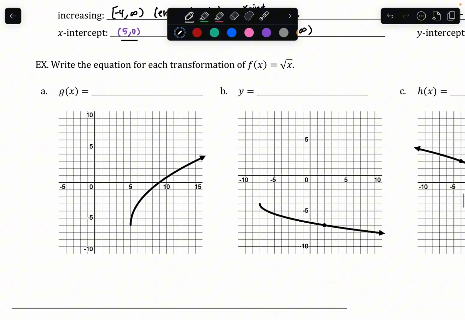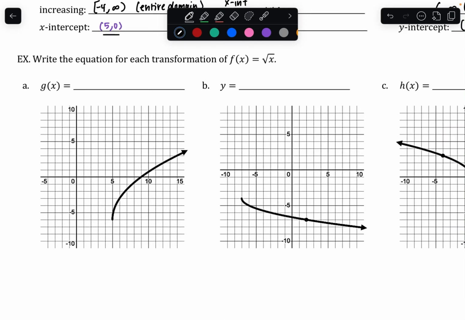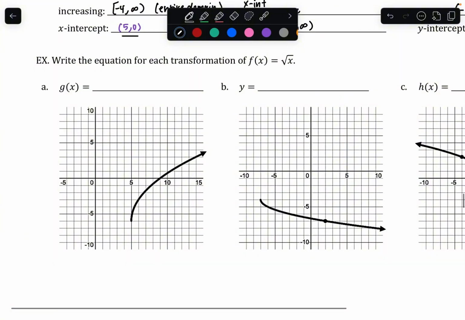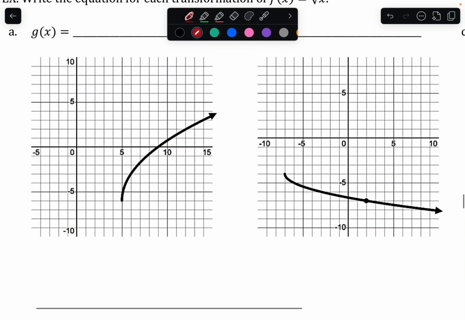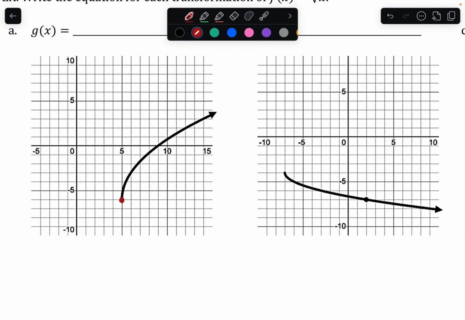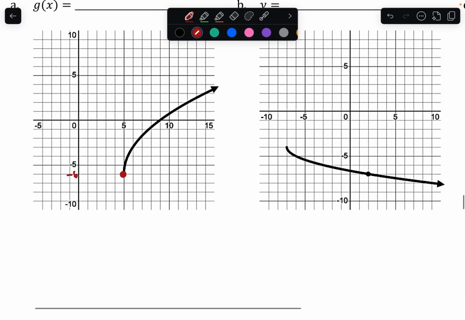Okay, so in these last examples, we are actually given the graph and we are going to write the equation. And so I like to put some good points if they're not given. And so here I can see my starting point is at (5, -6). And so that means my function moved right 5 and down 6, because usually that should be (0, 0). Right 5 and down 6.